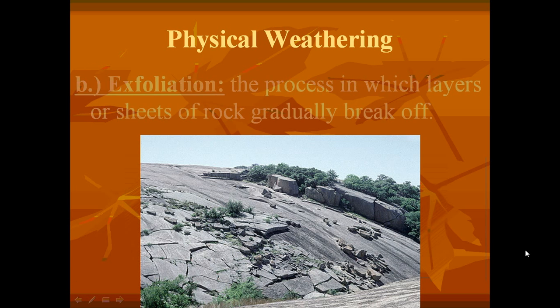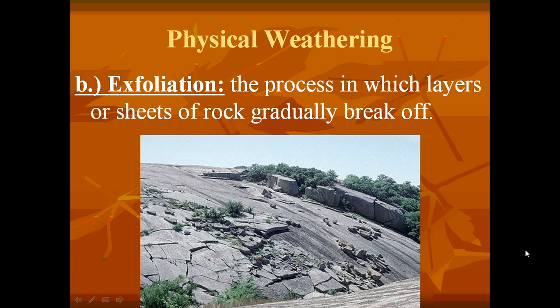Another type of physical weathering is exfoliation. This is the process in which layers or sheets of rock gradually break off, just like you can see in the picture. It almost looks like those rocks are sliding past one another in sheets.